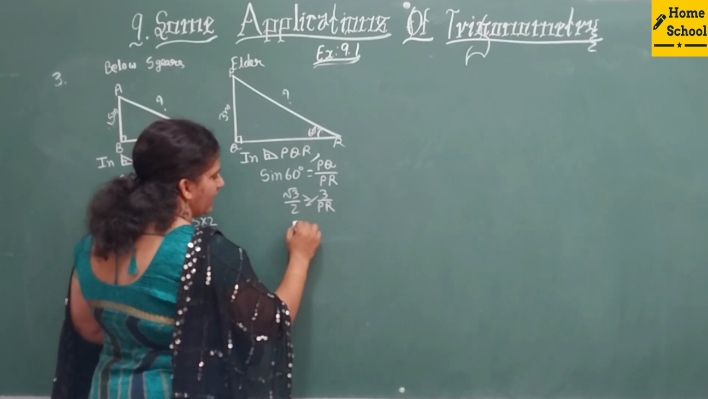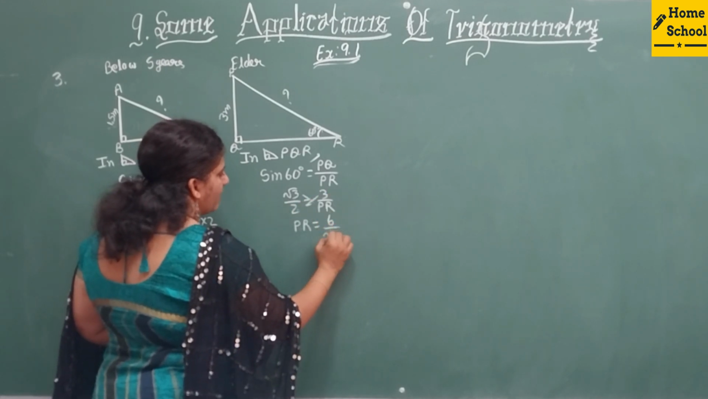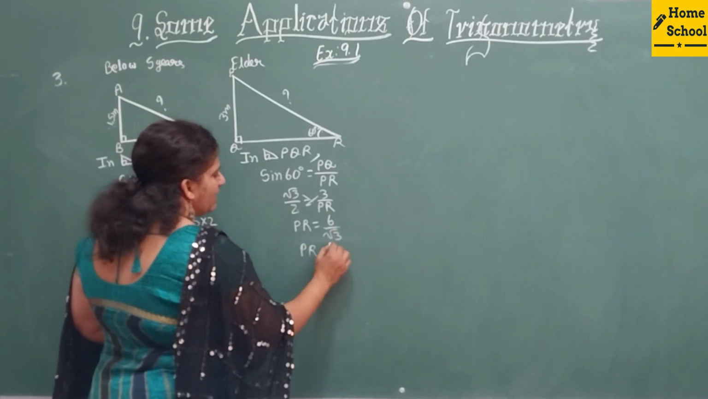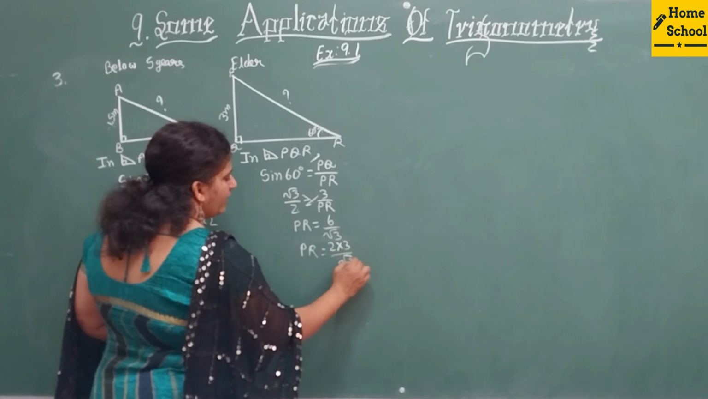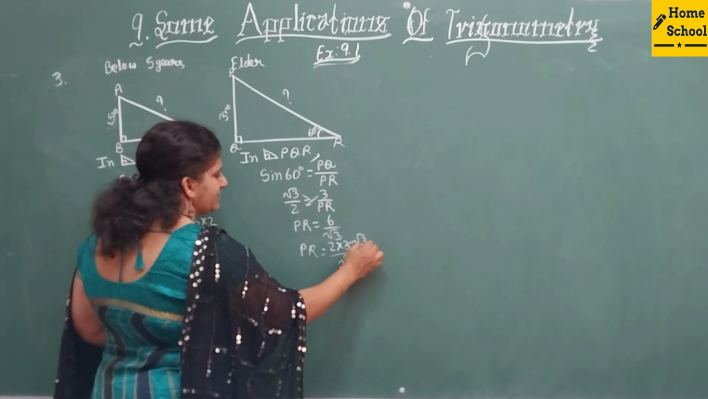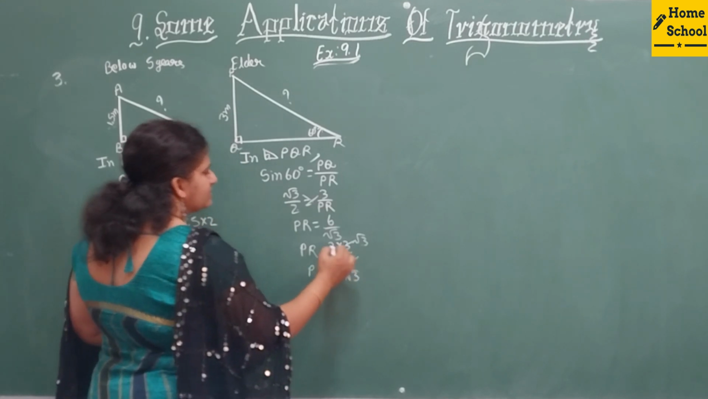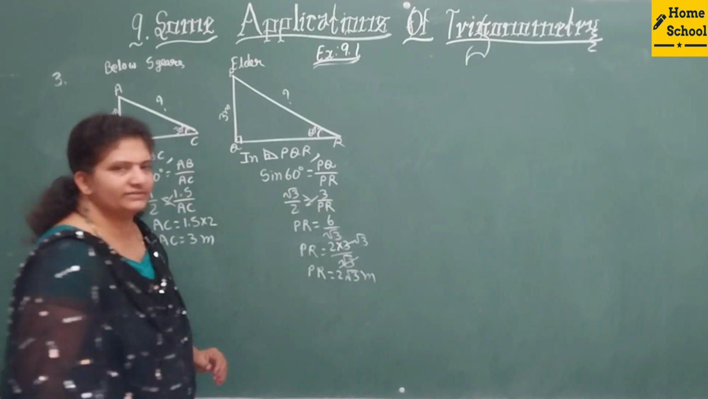Again cross multiply. PR is equal to 3 2s are 6 by root 3. 6 is a multiple of 3, right? 2 3s are 6, so I'll write 2 times 3 by root 3. Root 3 times cancel. Therefore, the length of the slide for elder children is 2 root 3 meters.